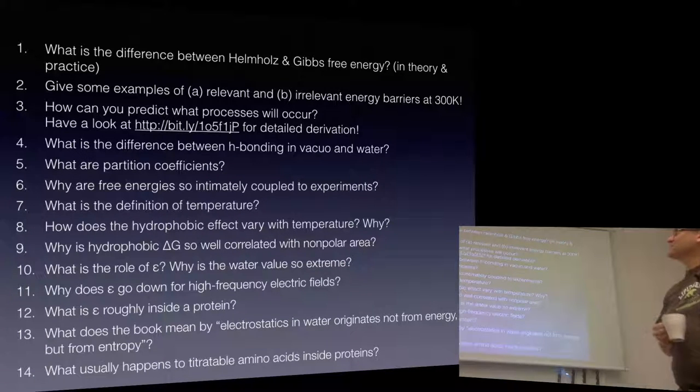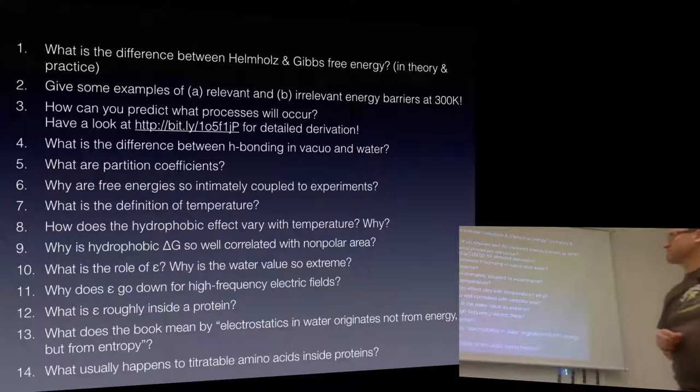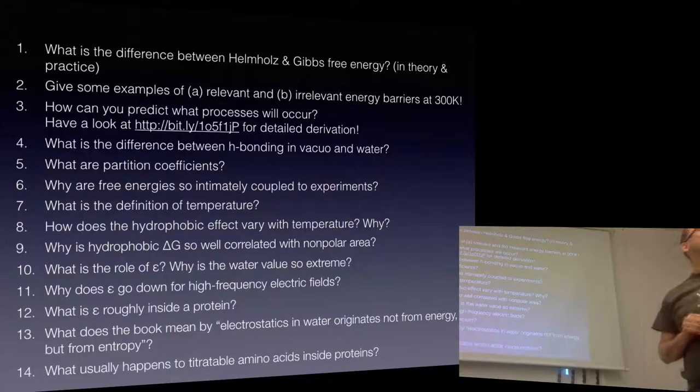Okay, some other questions? What is epsilon roughly inside a protein? Mm-hmm. You said 3 yesterday? Yes, that's ballpark. And pretty much anything between 2 and 5 or so is perfectly fine. 10 is starting to be a bit high, and it's not 1 because it's not vacuum. You have some electrons in here that can shield things.